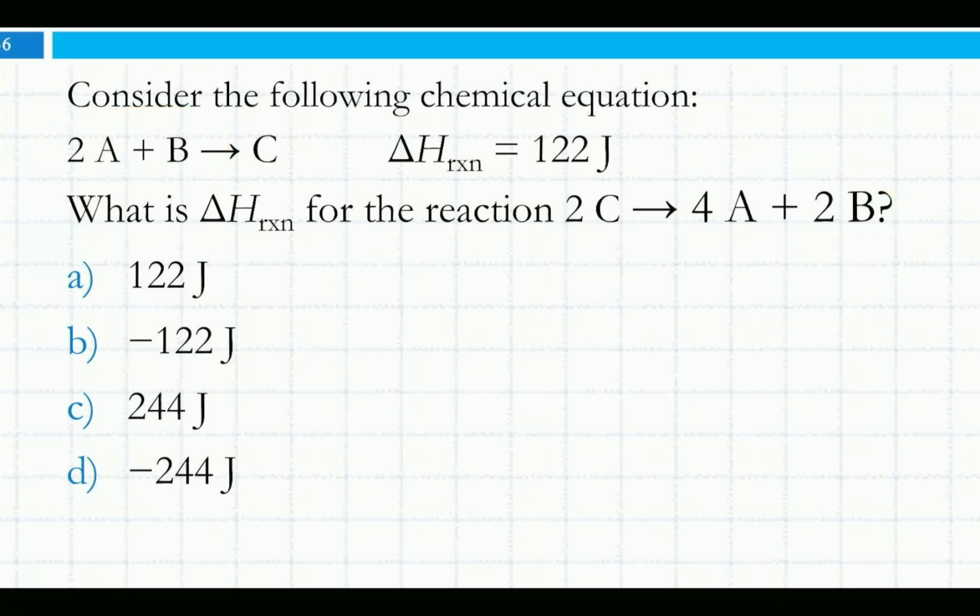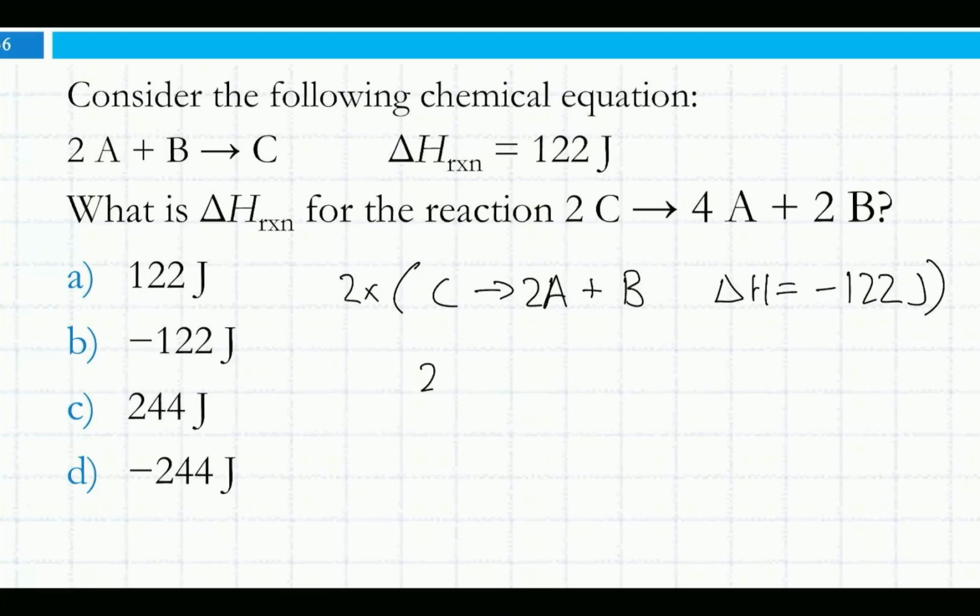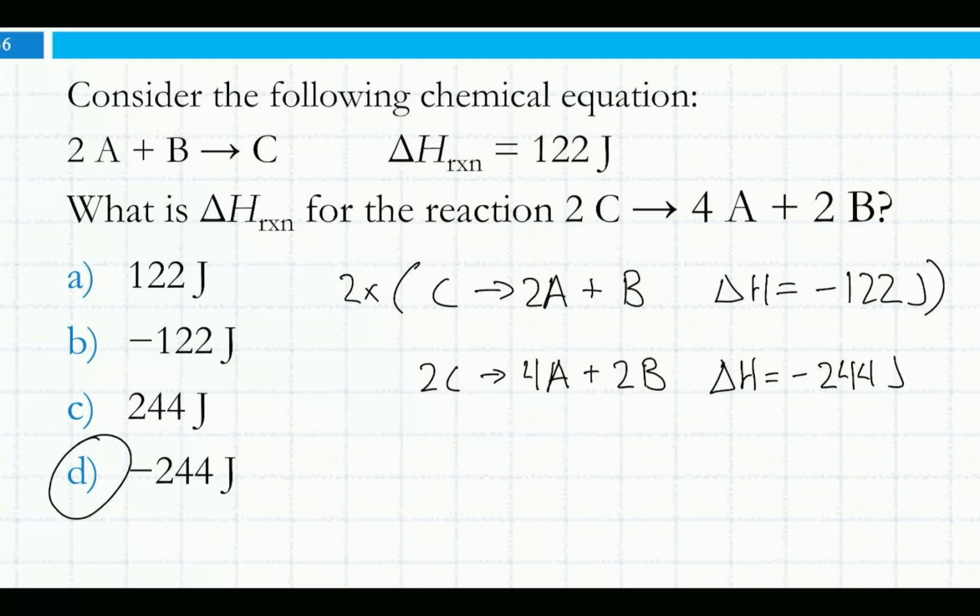So you can do this in 2 steps. I'll flip it first. It doesn't matter what you do first. So I'll have C. It doesn't matter if you do these in 1 step or 2. And so now the delta H is going to be negative 122. But like you guys said, we need to multiply this, C to 2A plus B, by 2 now. And that'll give us 2C goes to 4A plus 2B. And so my delta H also gets multiplied by 2, and so there should be negative 244 joules. So that would be the answer.